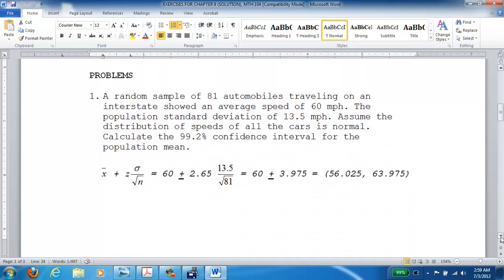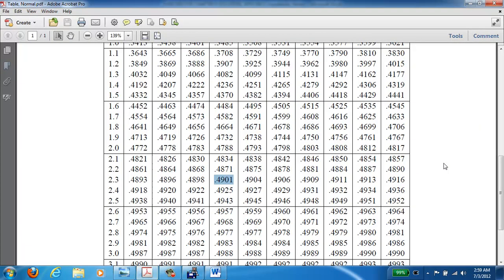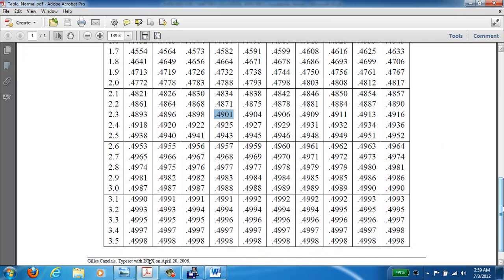Problem 1. We have to use the normal distribution. Why? Because it says population standard deviation. This is the key word, population standard deviation. So I have the steps here manually. I have the formula. I have the z-value, which is 2.65. Why? Because you take 99.2, you divide by 2. This is 0.496. So if I go to the table of the normal distribution for 0.496, this is going to be the value 2.65.